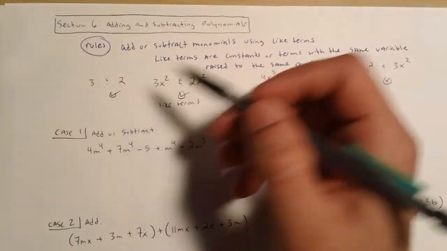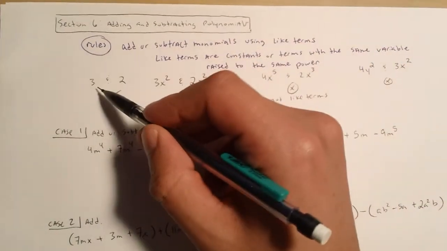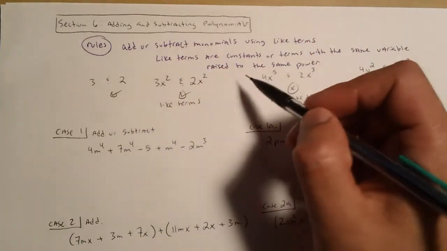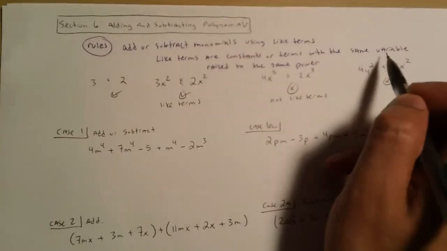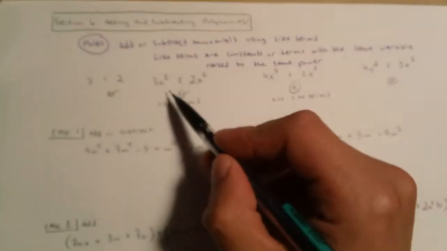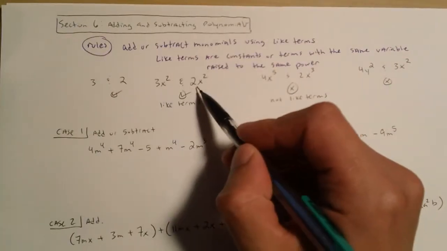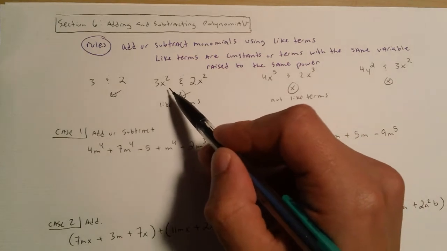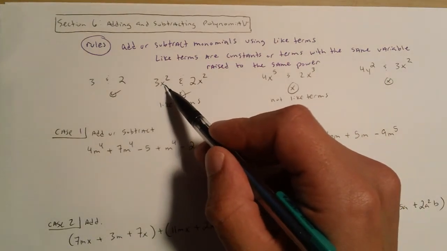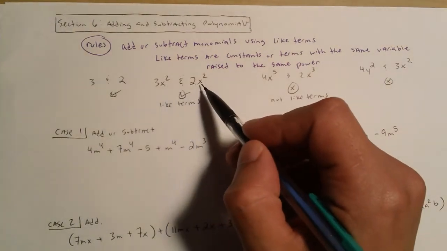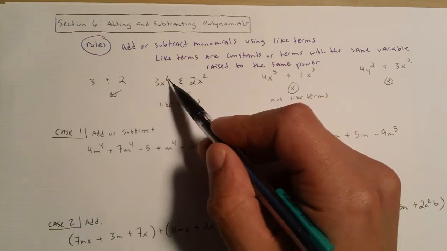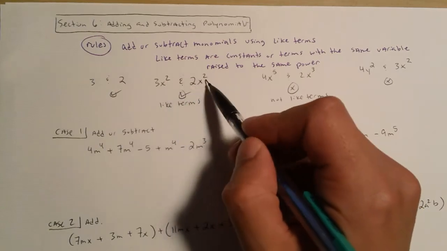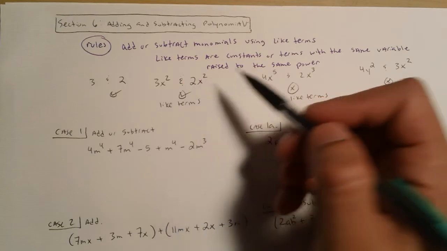So examples of this could be constants. You should already know it's 3 and 2, and for variables with the same power we could use 3x squared or 2x squared. Okay, they will be considered like terms. Do you notice how they have x and x as the variable, and they also share the number 2 in the exponent, and that's common.